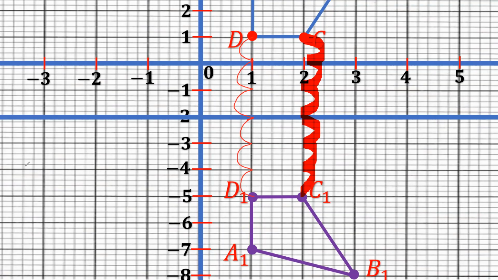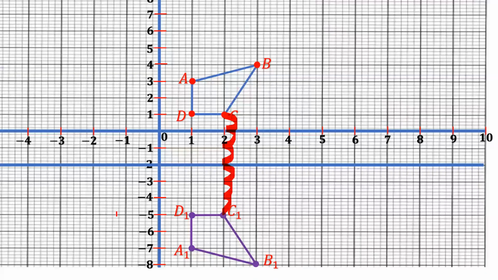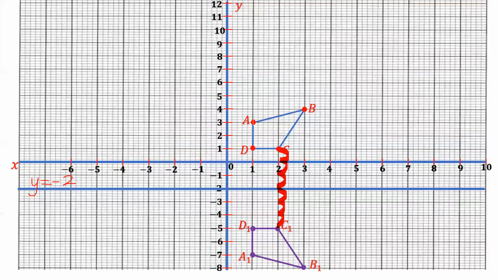So let me erase this, file drawings, and let's go here. So what we're going to do is the same thing to get A. So A is going to be 1, 2, 3, 4, 5. Because we move 5 spaces to get to the line of reflection, we're going to move 5 spaces again. It's going to be 1, 2, 3, 4, 5. So A1 is going to be 5 spaces below.